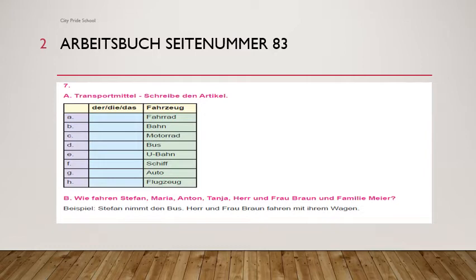Wir fahren: Stefan, Maria, Anton, Tanja, Herr und Frau Braun und Familie Meyer. Zum Beispiel, Stefan nimmt den Bus. Herr und Frau Braun fahren mit ihrem Wagen. Wagen bedeutet vehicle. In the first sentence, accusative is used for vehicles because we are using the verb nehmen. Whereas in the second one, mit is the preposition used. Whenever you travel by any kind of vehicle, you need to use the preposition mit in German. Mit means by the aeroplane, by the bicycle, by the train, like this.